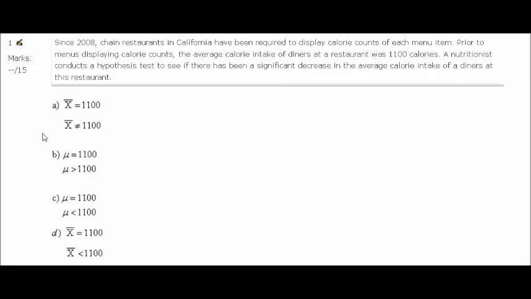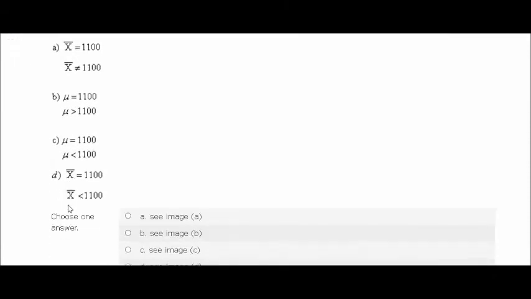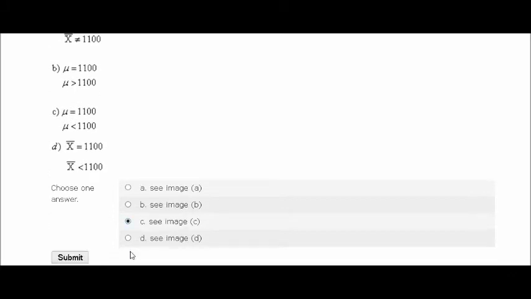So immediately we can rule out A and D. Our hypothesis should never include anything to do with these point estimates of X bar. So it's going to be B or C automatically. Mu equals 1100, mu equals 1100. And then we have to decide which one is appropriate. Is there a significant decrease? We want to check to see if it is a significant decrease, so we would be looking at C here. So C would be the correct answer for this particular one.